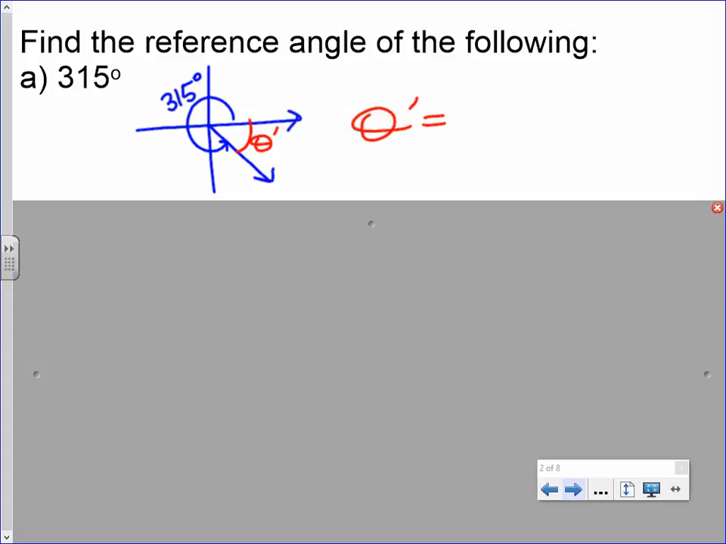Brooke, what would it be? And how did you get 45? Okay, if we subtract 315 from 360, we get 45 degrees.